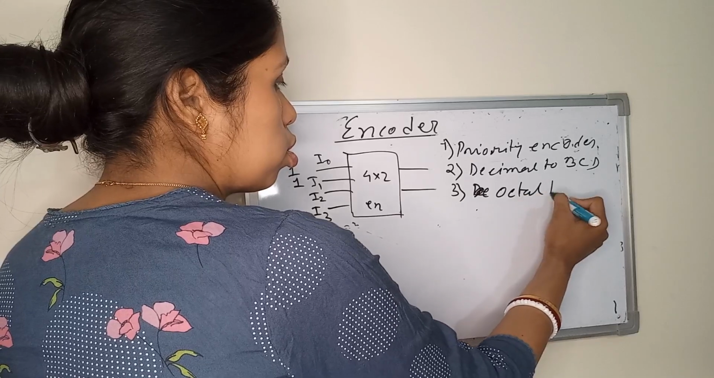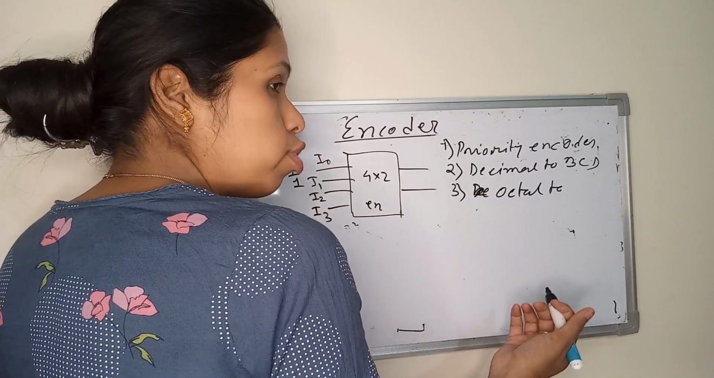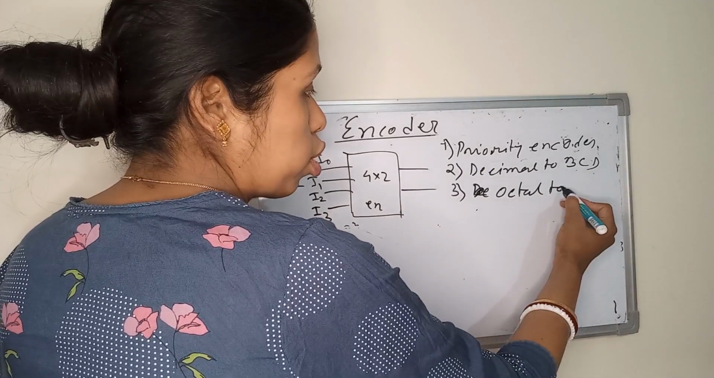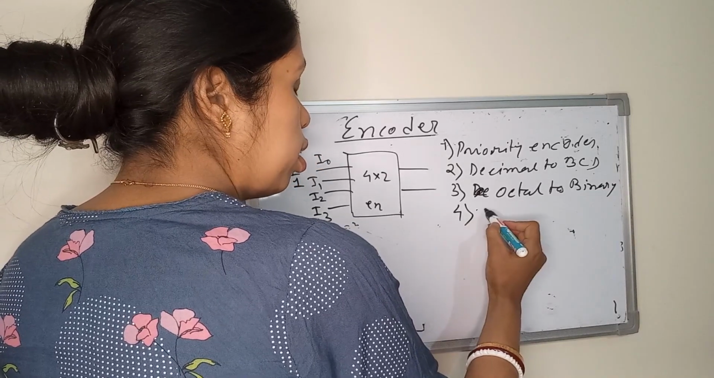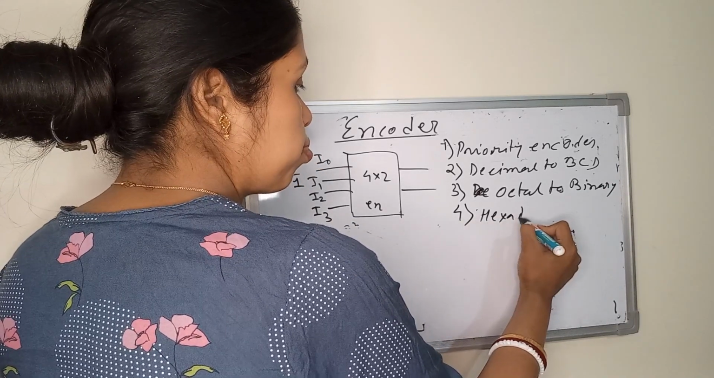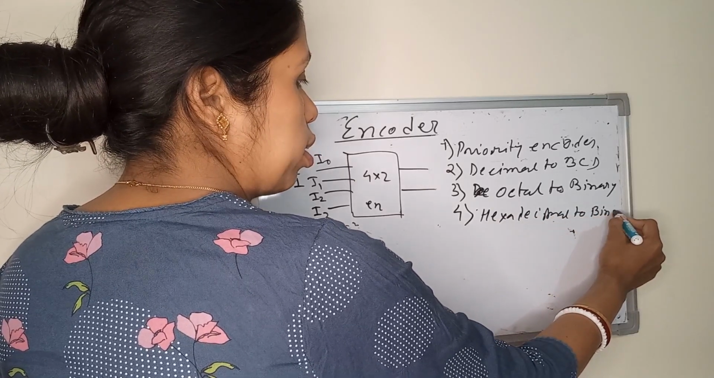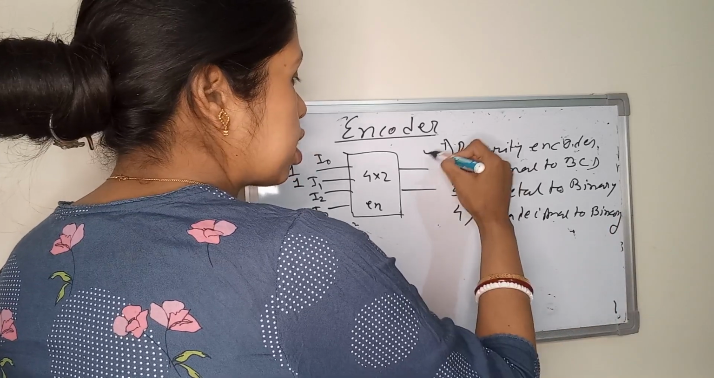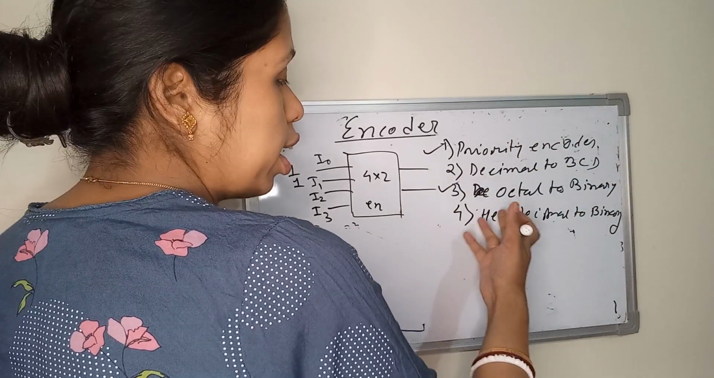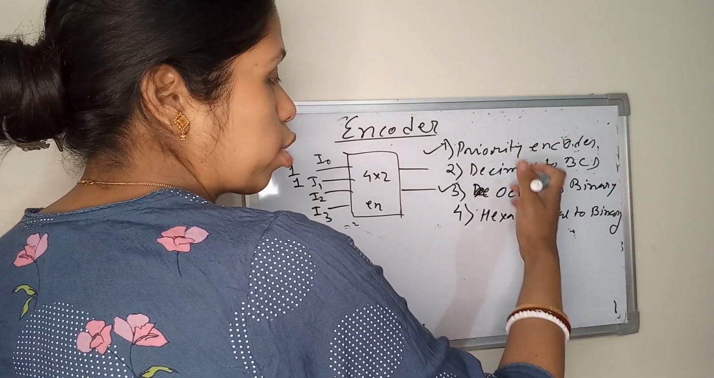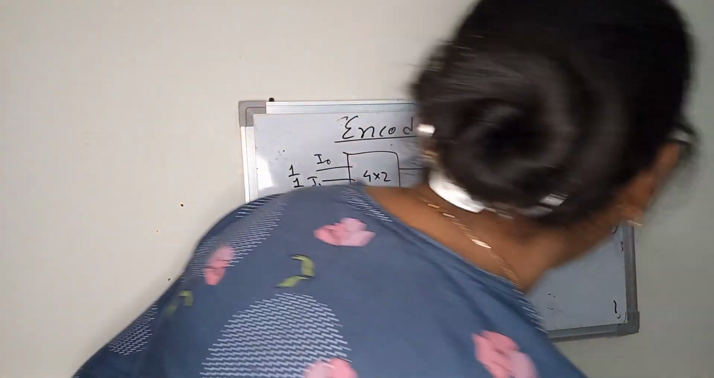octal to binary. Encoder means conversion from another number system to binary. Decoder means binary to another number system. So octal to binary, then hexadecimal to binary. Okay, so I will discuss the priority encoder and the octal to binary encoder. Decimal to BCD and hexadecimal to binary, these two encoders are the same as the octal to binary encoder. So these topics I will discuss now.